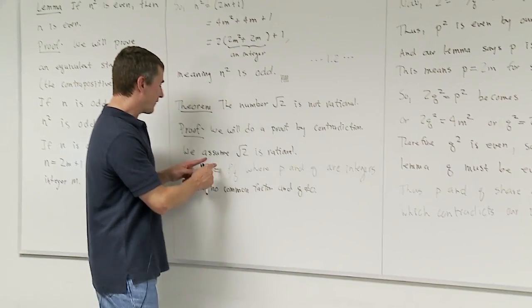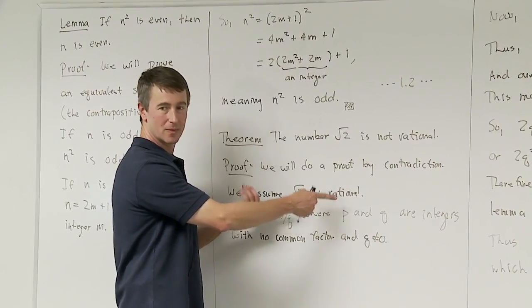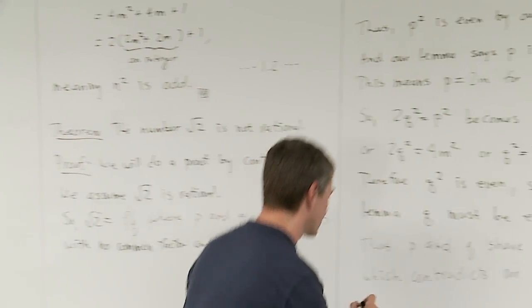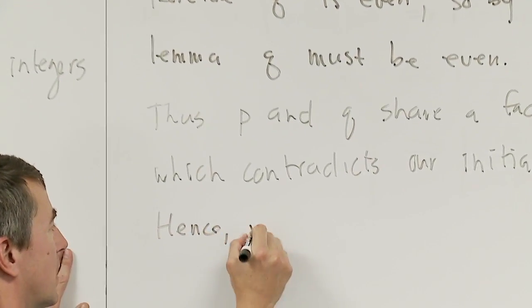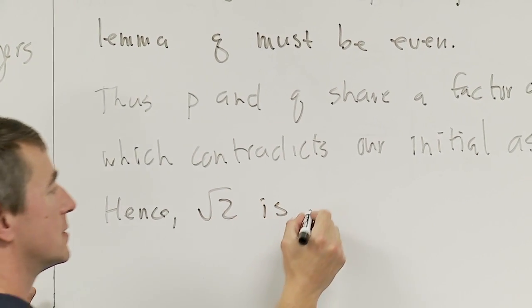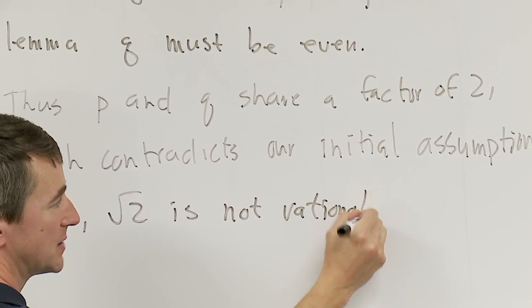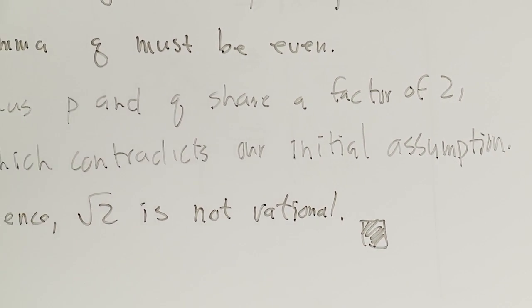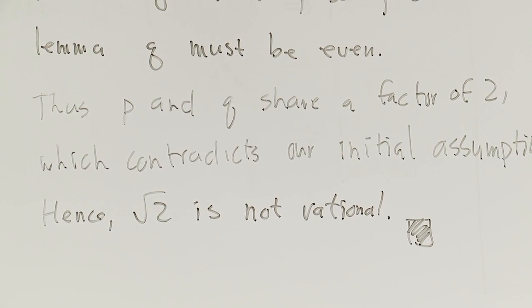So if our assumption that root 2 is irrational has been contradicted, therefore it must have been false, therefore root 2 must be what? Irrational. Hence, root 2 must be irrational. And that's what we wanted to prove. So well done. And this is a very famous result.